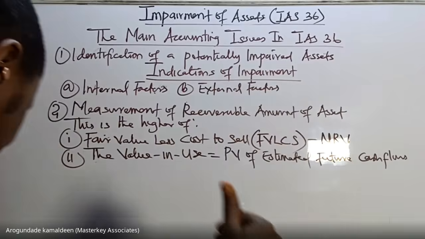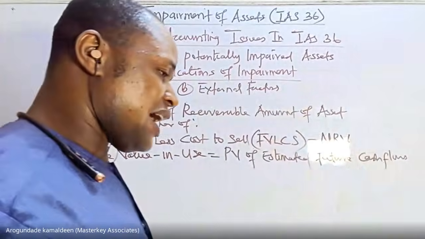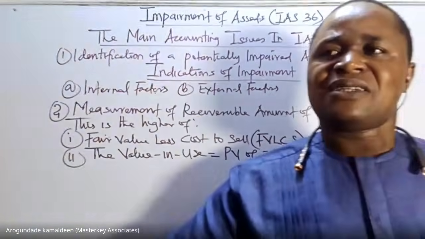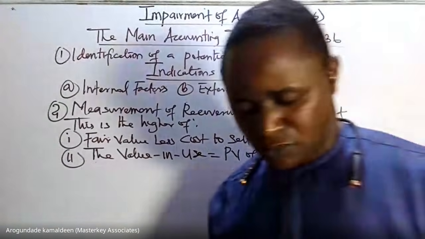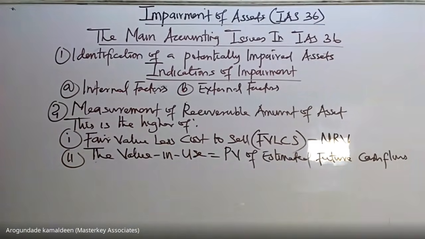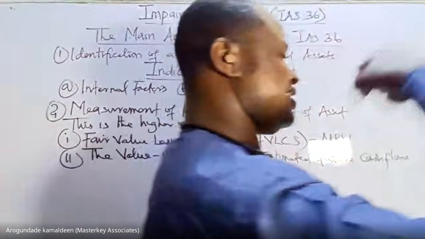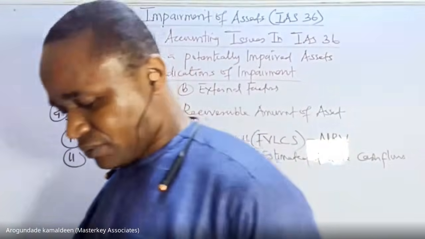Number 1, the projected cash inflows from continuing use of the asset. That is the inflows you are going to realize. 2, projected cash outflows necessary to be incurred to generate the projected cash inflows. If you are going to incur any expense to derive those projected cash inflows, that too will be taken out.